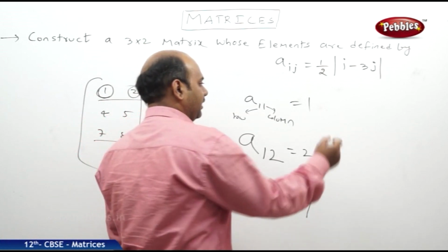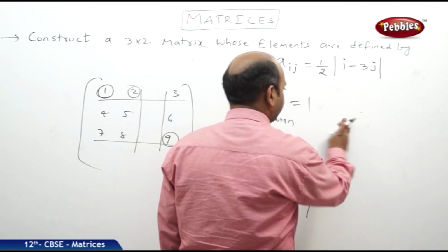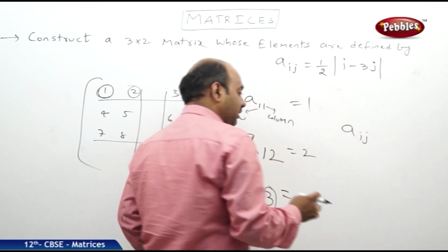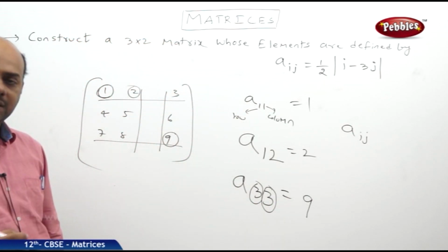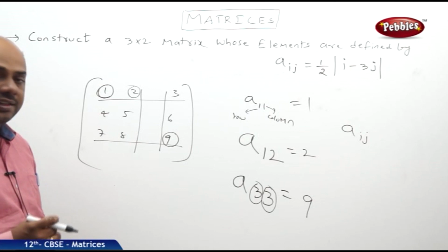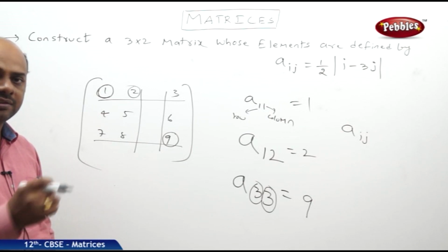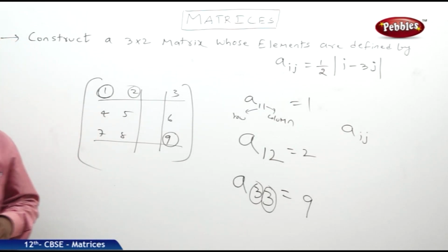So in general, what is the meaning of Aij? Aij is an element corresponding to the ith row as well as the jth column. Aij refers to the element corresponding to the ith row as well as the jth column. So now we shall be starting the problem.